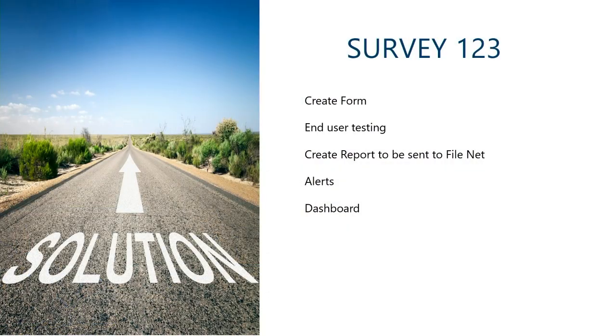So we are using Survey 123 for this rather than Field Maps. We need to create the form, which I've started, and we've had one meeting, so we have some adjustments to make, and that's what I'll be working on the rest of this week. End user testing, so far, Miles and I have done the testing. We want to be able to create a report to be sent to FileNet, because we need this information. In FileNet, alerts, so we'll work with our ITD department to send out alerts so people know which guardrails need to be fixed and what is wrong with them.